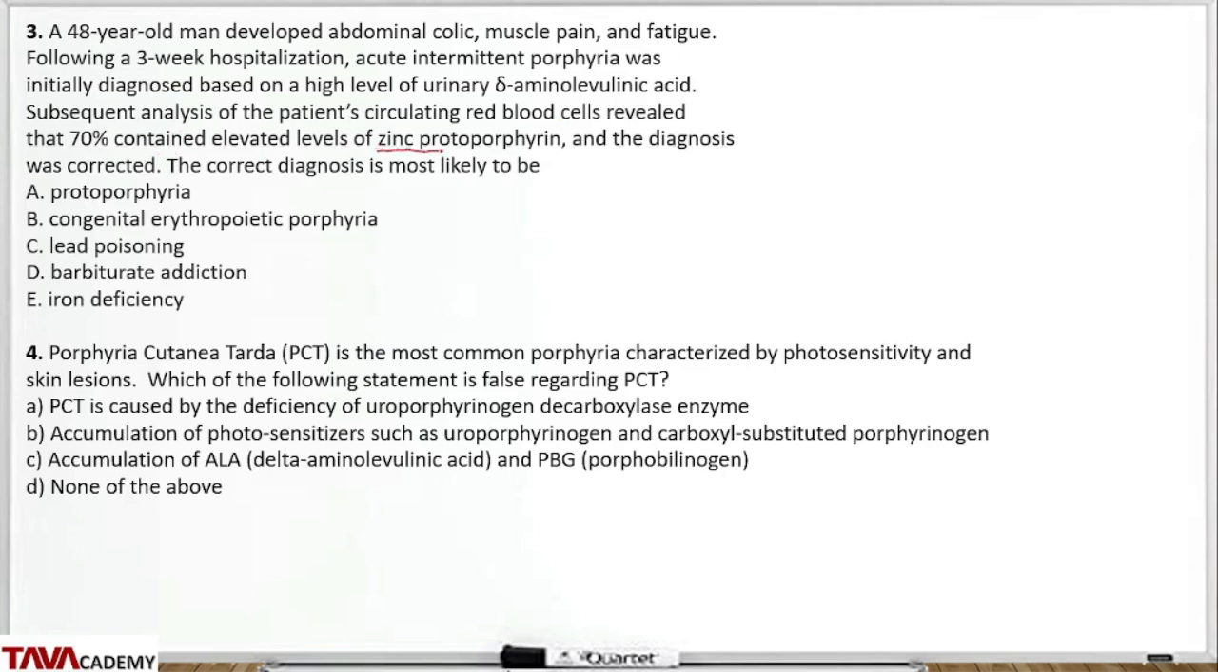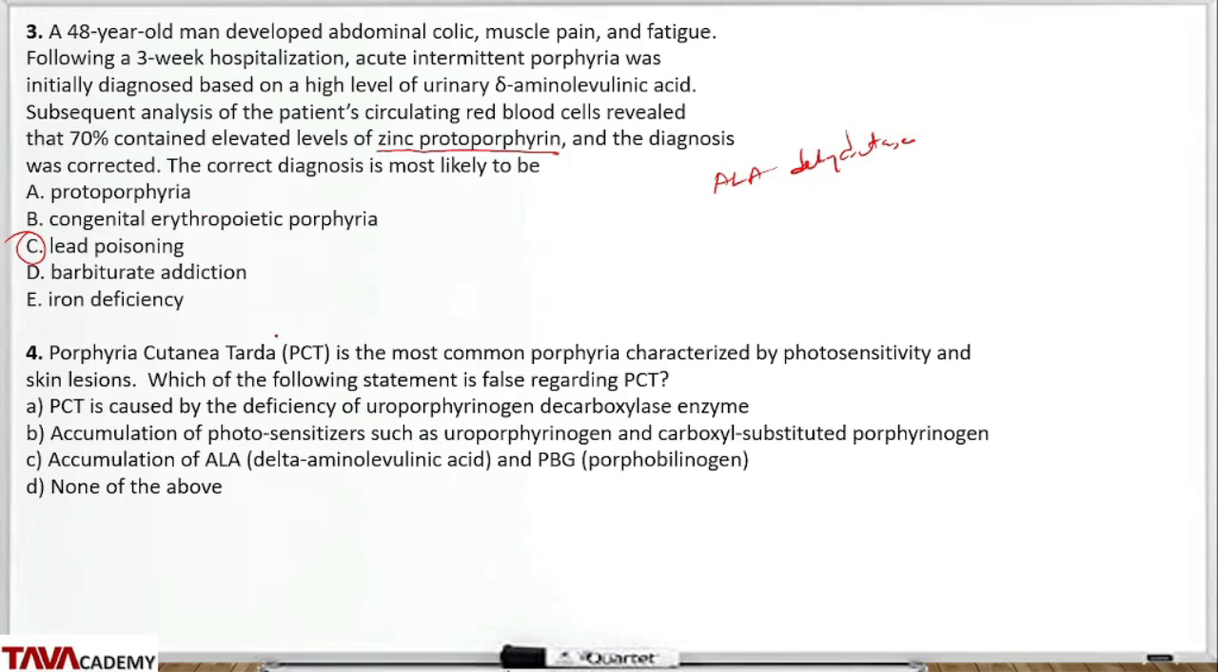So when I see zinc protoporphyrin and the diagnosis was corrected, the correct diagnosis is most likely that this patient has lead poisoning. So lead poisoning was the issue here, and the enzyme that was inhibited was actually called ALA dehydratase, and ALA dehydratase was the enzyme inhibited by lead poisoning.